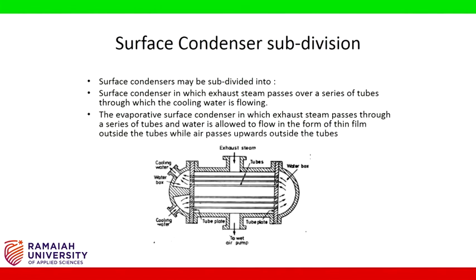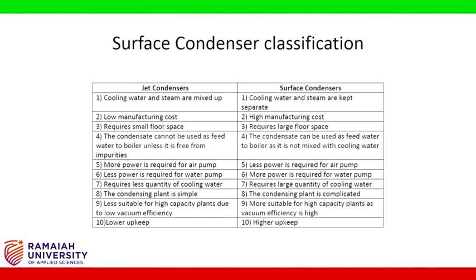Surface condensers may be subdivided into the surface condenser, in which exhaust steam passes over a series of tubes through which the cooling water is flowing, and the evaporative surface condenser, in which exhaust steam passes through a series of tubes and water is allowed to flow in the form of a thin film outside the tubes, while air passes upwards outside the tubes. These are some of the major differences between jet condensers and surface condensers. In general, jet condensers are lower in cost but require a smaller quantity of water. But surface condensers are expensive to install and need a large quantity of water.